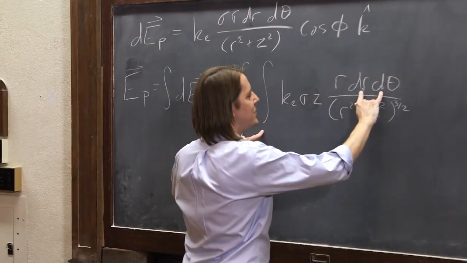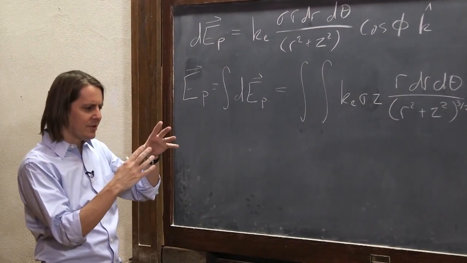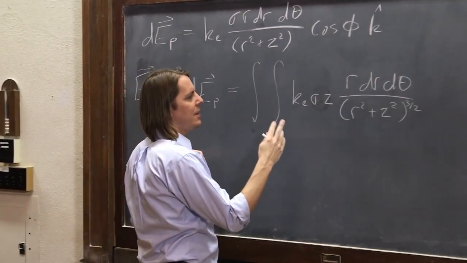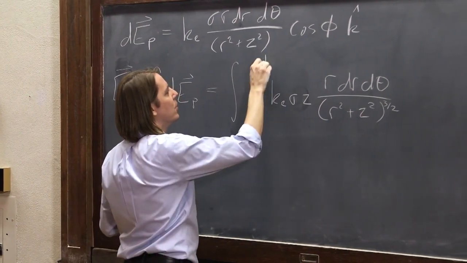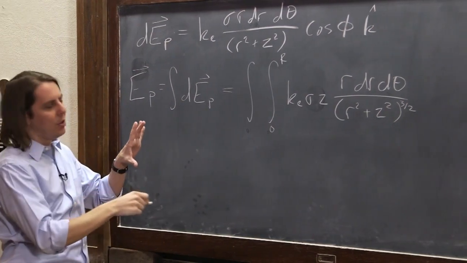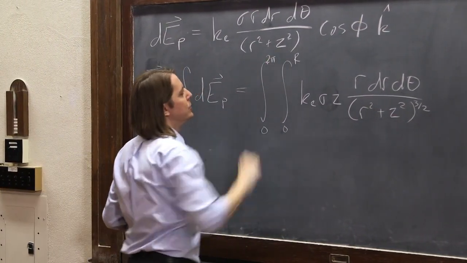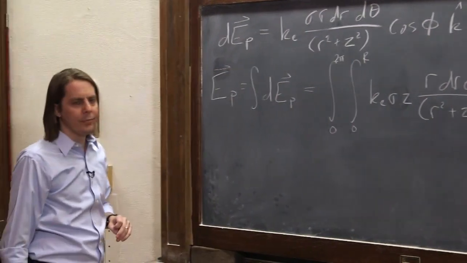These two apply to these two, so let's think about the limits for this disk. If we're going to represent the entire disk, we have to integrate the radius from 0 to R, so that can be the radius integral. And if we're going to get the whole disk, we have to go all the way around the circle, so theta has to go from 0 to 2 pi. Okay? So there's our integral.